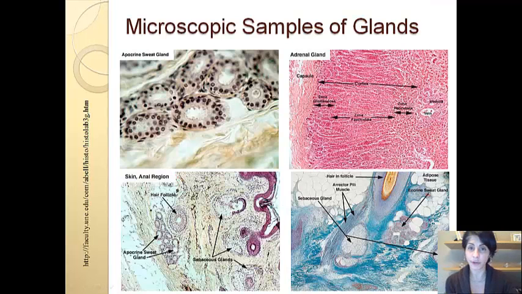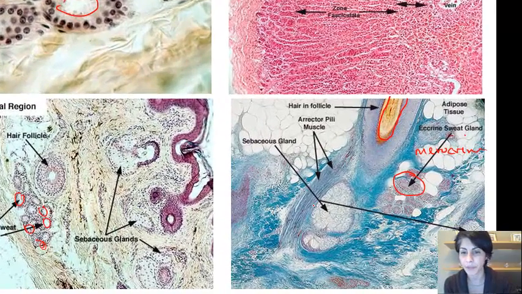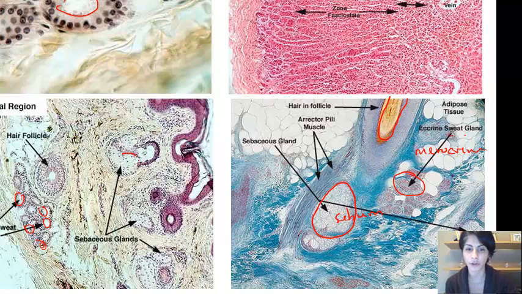A few good examples of microscopic samples of glands, and these are cross-sections of apocrine sweat glands. Other apocrine sweat glands are found here, the bottom left pictures. Good examples of eccrine sweat glands are right here, and remember those are merocrine. You can tell a hair follicle is right here as well. And here is a sebaceous gland which secretes sebum. Like I said before, the substance that makes your hair oily, also sebaceous glands. And here's the hair follicle.